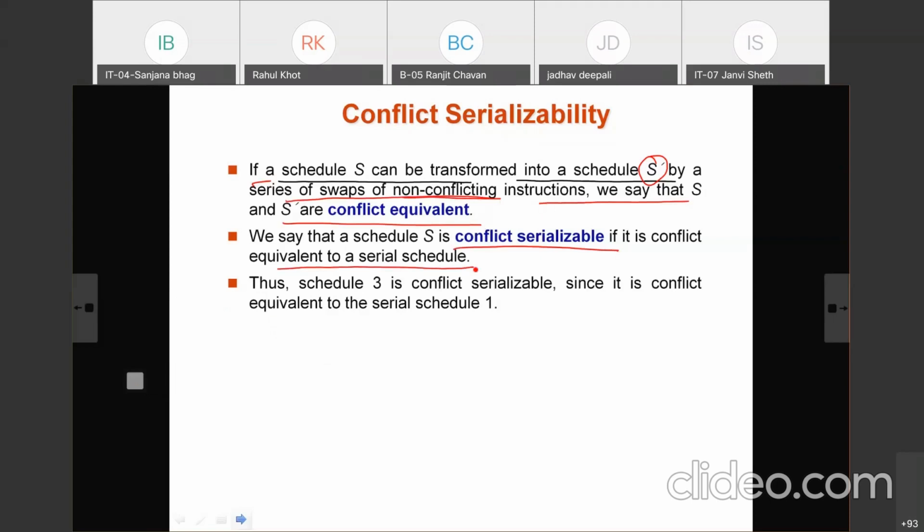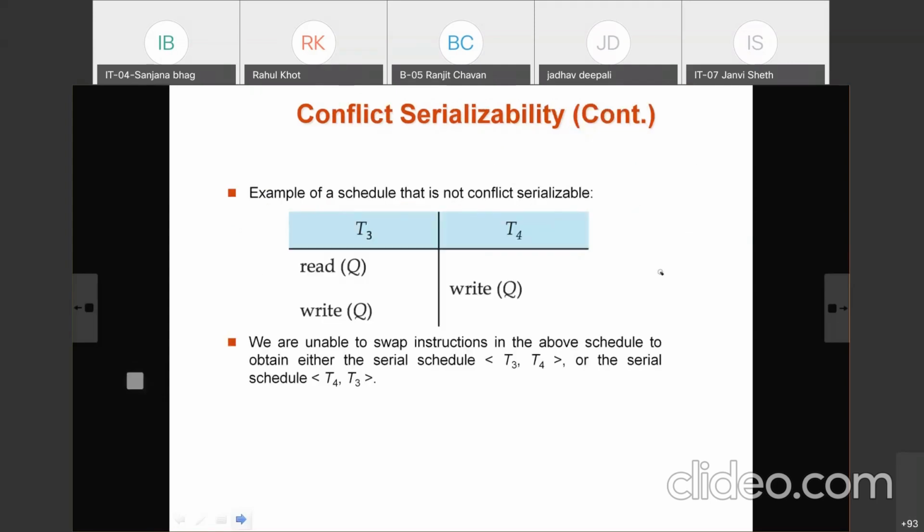Is it clear? So in the previous case, we can say that schedule 3 is conflict serializable since it is conflict equivalent to a serial schedule. Can we swap these two instructions? No, we cannot swap. Why? Because both operate on the same data item and one of the instructions is a write, and that's why we cannot swap this. Can we swap these two instructions?